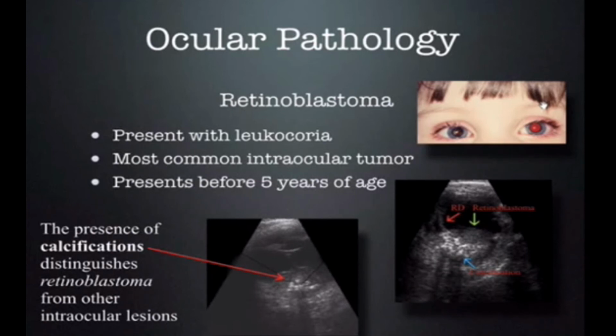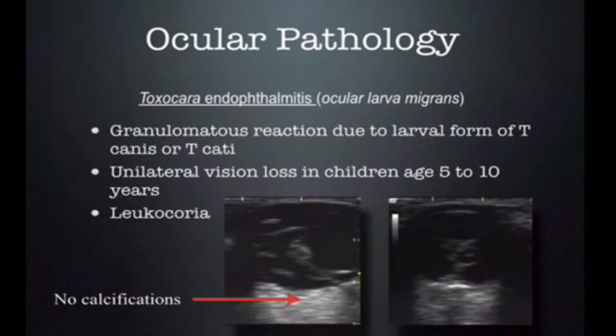When you look at this, the way you're going to suspect that this is retinoblastoma is that you're going to see calcifications in a mass that is in the posterior portion of the globe. It is often associated with retinal detachment. The calcifications are what's key here.